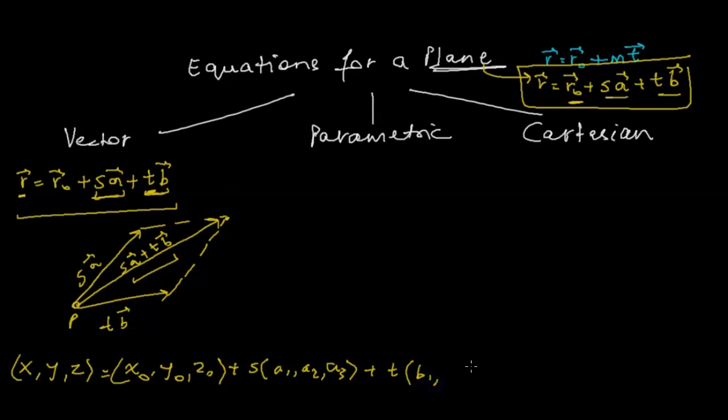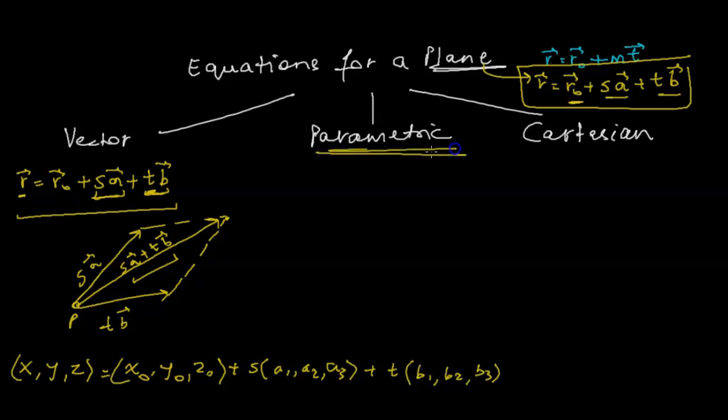This is going to represent the x coordinate, b2, b3. We can always rewrite it as ax, ay, az, and bx, by, bz. It's up to you if you want to use numbers or alphabets.